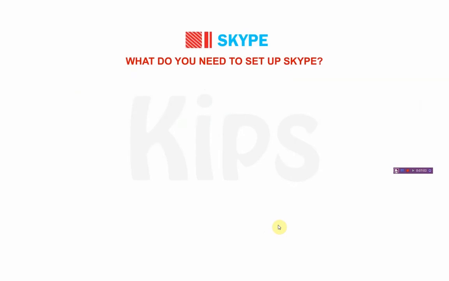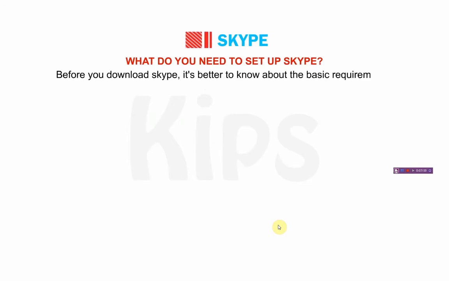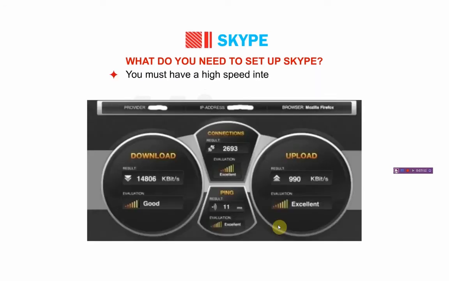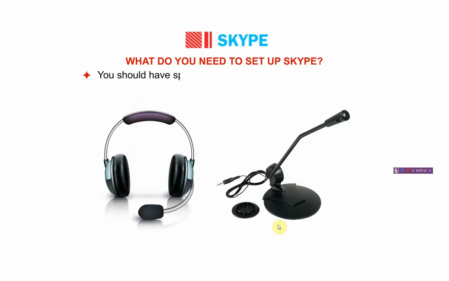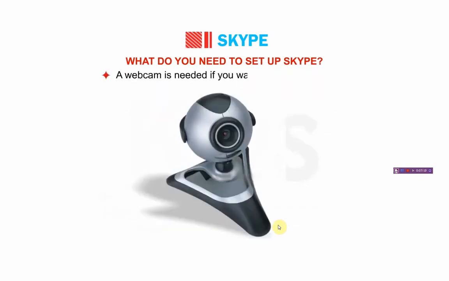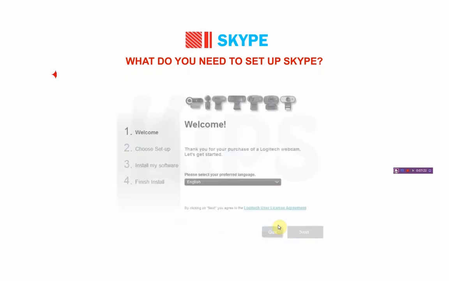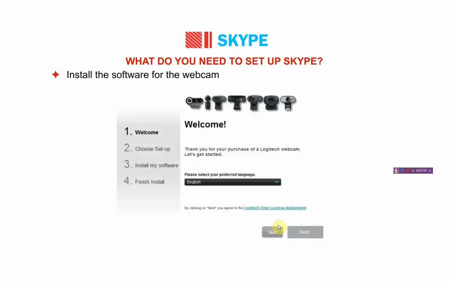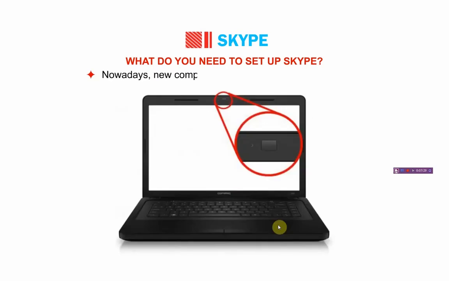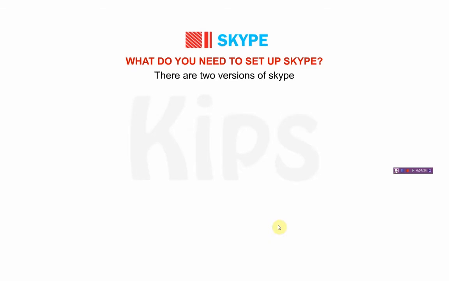Students, do you know what you need to do to set up Skype? Before you download Skype, it's better to know about the basic requirements. You must have a high-speed internet connection. You should have speakers or headphones and a microphone. A webcam is needed if you want to make video calls. Install the software for the webcam and then plug the webcam into a computer. Nowadays, new computers come with built-in webcams. There are two versions of Skype: Skype for Windows and Skype for Mac.